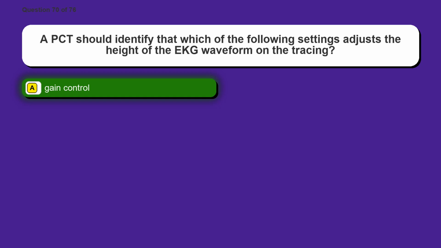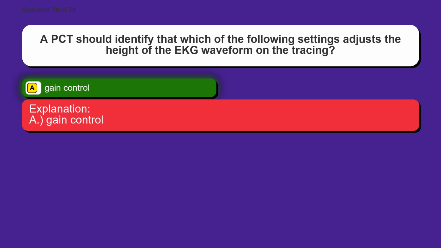The correct answer is option A. Gain control.